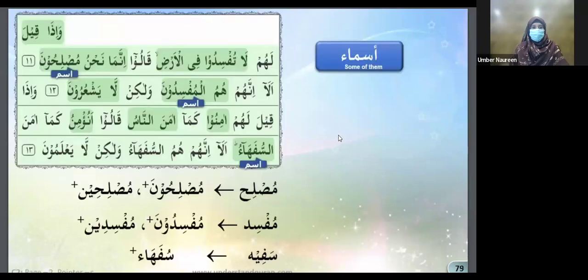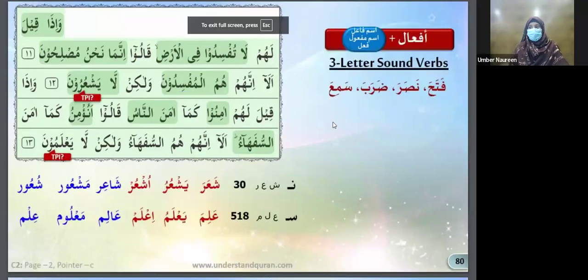Now let's look at the Asma and Afal from these ayahs. We have three Asma here. Musleh, plural would be Muslihun or Muslihin. Mufsid, Mufsidun, Mufsidin. Safihun, this is new for you. Safih, plural is Sufaha'u. Read with me, plural of Safihun: Sufaha'un. Sufaha'un. Jazakallah khair.